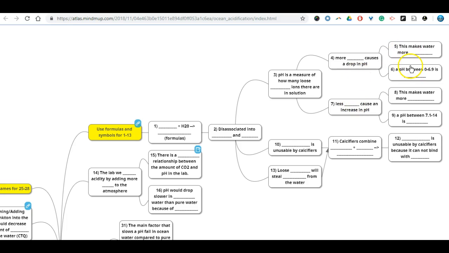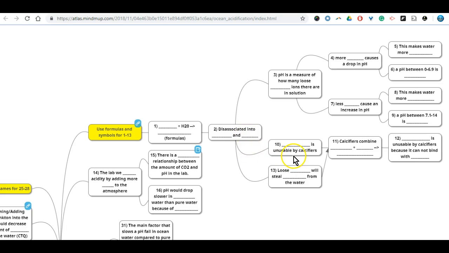Over here is just making sure you know an increase, so more hydrogen ions is going to make the water more acidic, and a pH between 0 and 6.9 is acidic. So 5 and 6 are basically the same answer. Over here on number 7, with less hydrogen ions, this makes the water more basic. A pH between 7.1 and 14 is basic, so 8 and 9 are the same.